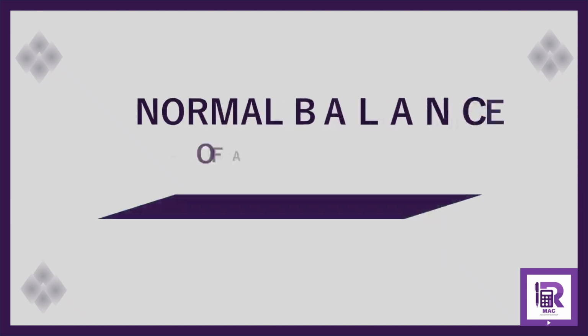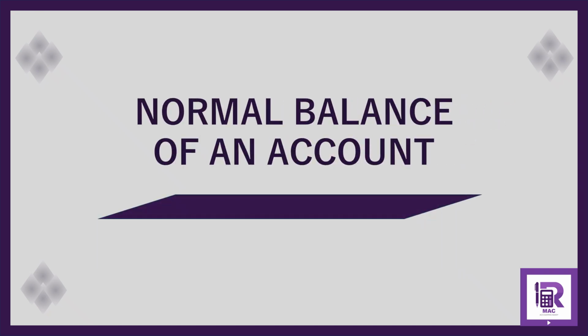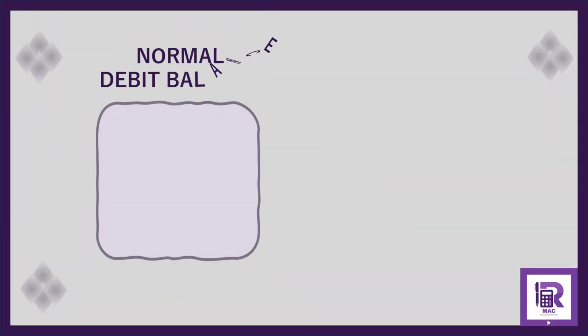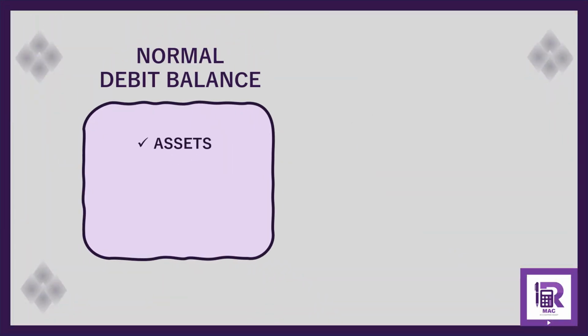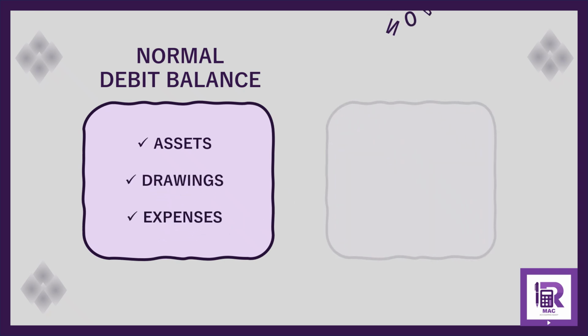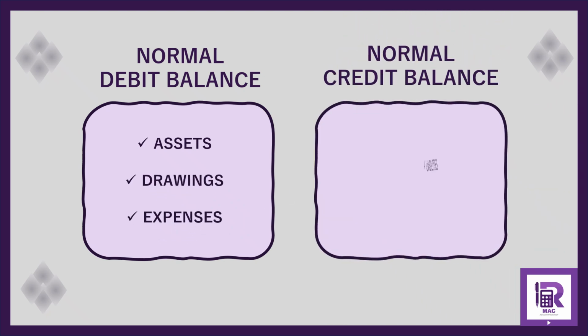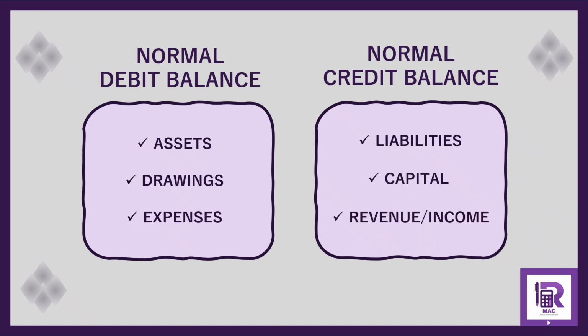Let's talk about the normal balance of an account. For the normal debit balance, we have assets, drawings, and expenses. While for normal credit balance, we have liabilities, capital, and revenue or income.